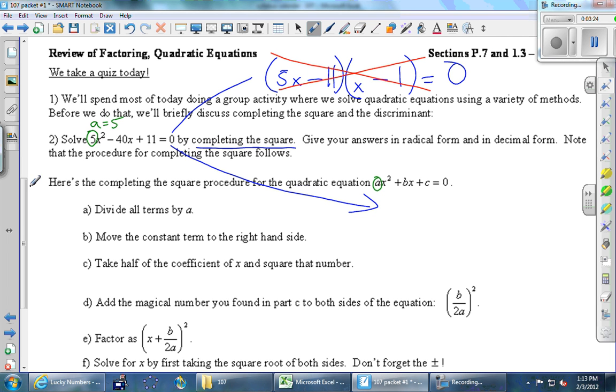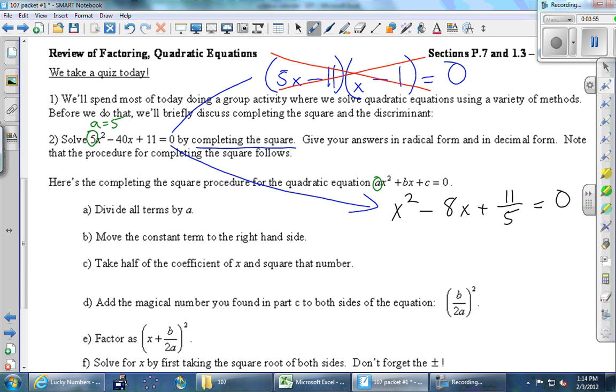Fair enough. So the first thing becomes just x squared. The next thing used to be 40, now it becomes 8. And then it gets messy, plus 11/5. Just be comfortable typing or leaving that as it is. Don't worry about decimals, just leave it as 11/5. So we divide everything by 5. And then we move to part B.